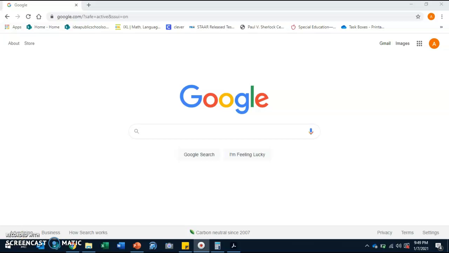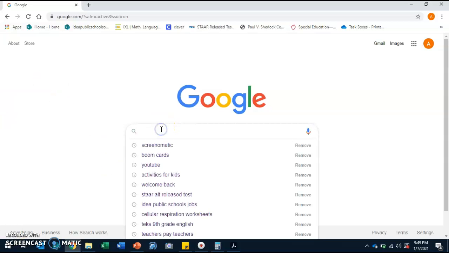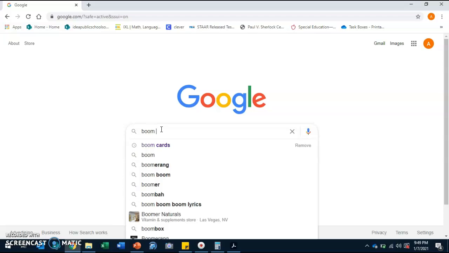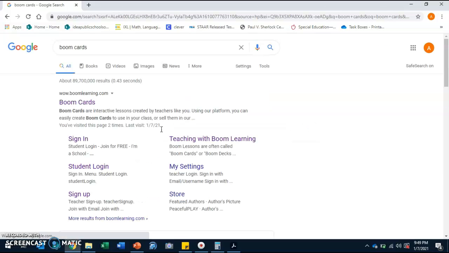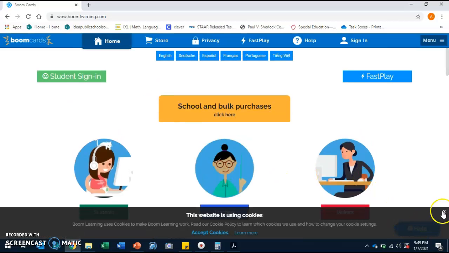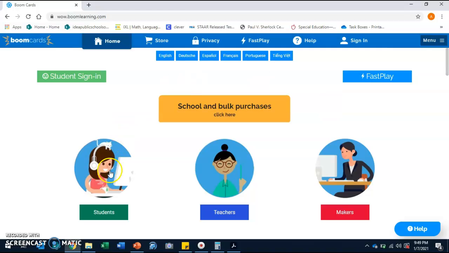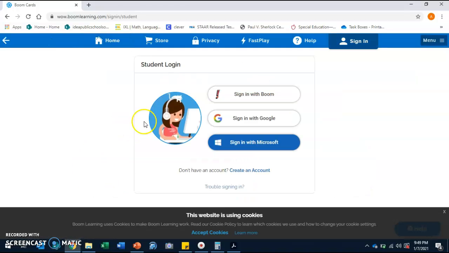Once you have opened your internet browser, Matthew, I want you to put Bloom cards in your search and search it, and then this should come up, bloomlearning.com, Bloom cards, and we would click on it. Once you are here, you will click on students and click on where it says sign in with Bloom.